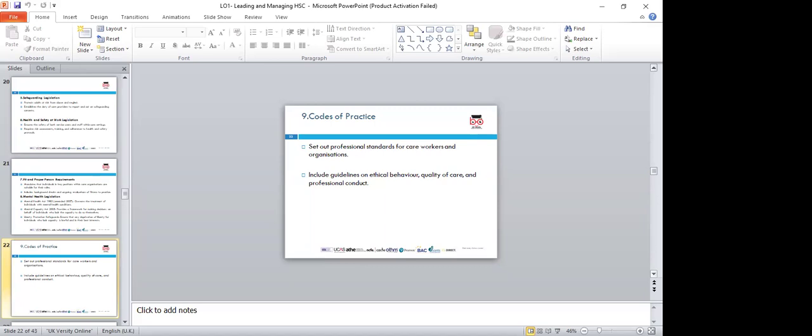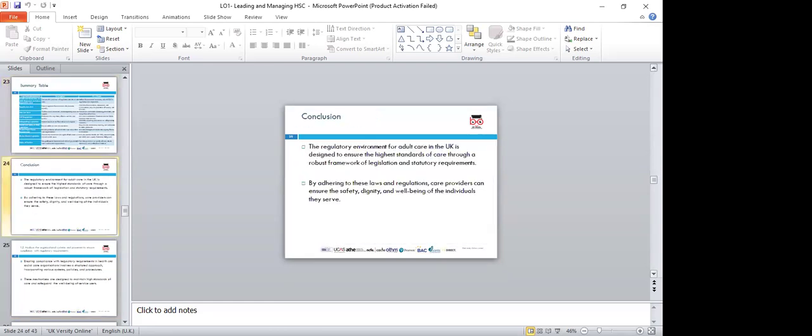Thank you. You're welcome. And then the code of practice sets out professional standards for care workers and organizations. It includes guidance on ethical behavior, quality of care, and professional conduct. So let's move on. In conclusion, we can say that the regulatory environment for adult care in the UK is designed to ensure the highest standard of care through a robust framework of legislation and statutory requirements. Very important. By adhering to these laws and regulations, care providers can ensure the safety, dignity, and well-being of individuals, don't we? Yes. Amazing.